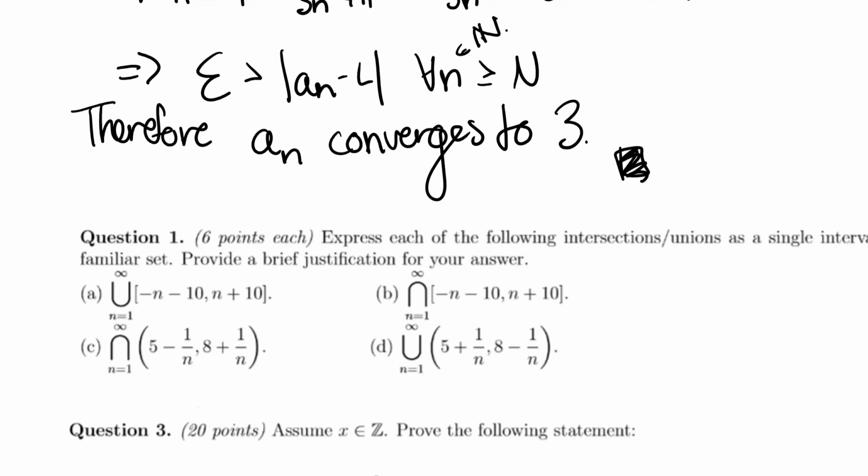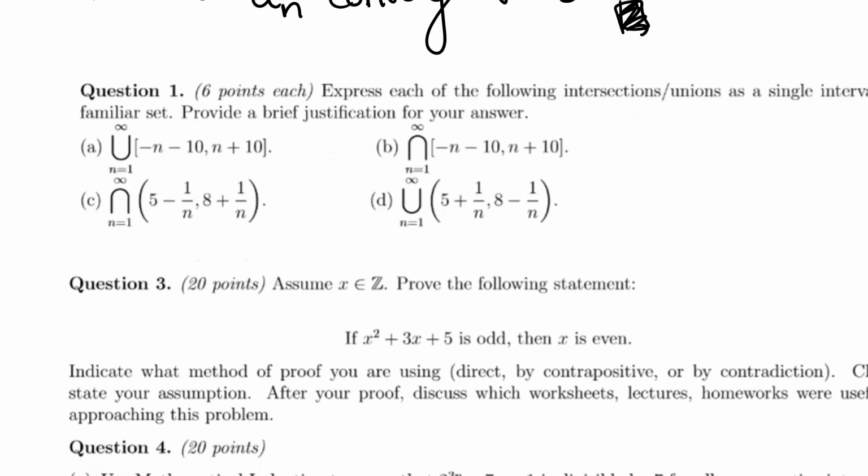Okay, craziness. Next, express the following in terms of interval notation. Okay, so our first one. So what would we have? We would have like negative 11 to 11. And then we get to keep going forever and ever. So this is the whole real line.